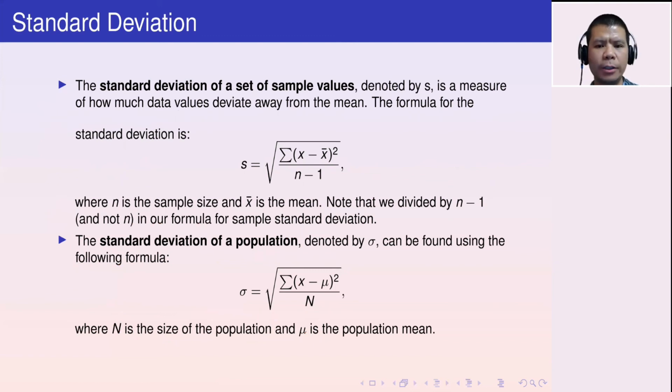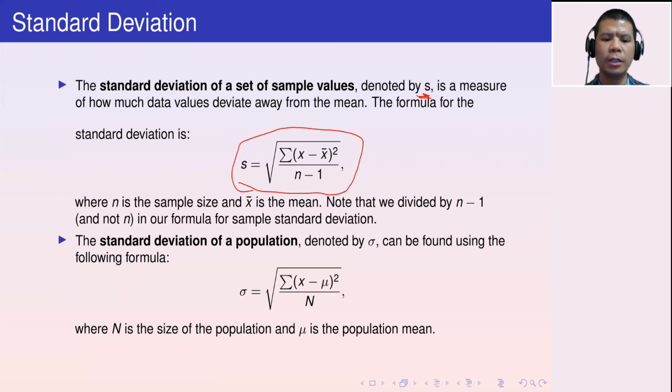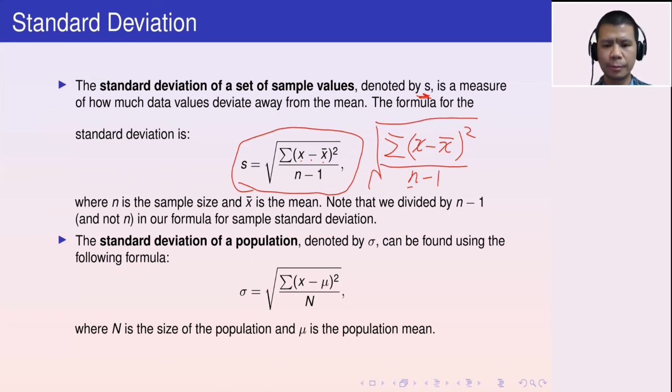Next, let's talk about the standard deviation. So what is the standard deviation? Now here, standard deviation can be for a sample data set or a population data set. The standard deviation of a set of sample values is denoted by s, a measure of how much data values deviate away from the mean. The formula is given here. On the top is the summation of the squares of the deviations from the mean. x minus x bar is the deviation, and then you take the square, sum up all these squared deviations, divide by n minus 1, where n is the sample size, and finally you take the square root. That's the sample standard deviation.